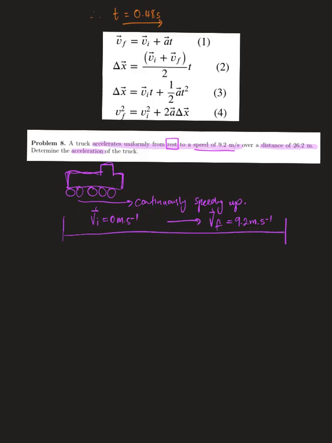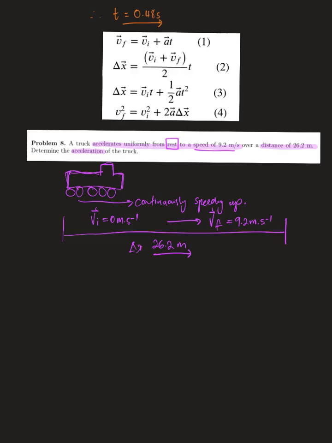I've got my truck over here, and it's accelerating uniformly. So it means it's continuously speeding up, which means it started somewhere with a v initial value of 0 meters per second. We also know that because it says from rest to a speed of 9.2. So they've said it started there and it ended up with a v final value of 9.2 meters per second. And the distance that it took to do this whole thing was 26.2 meters. That's where we're at.